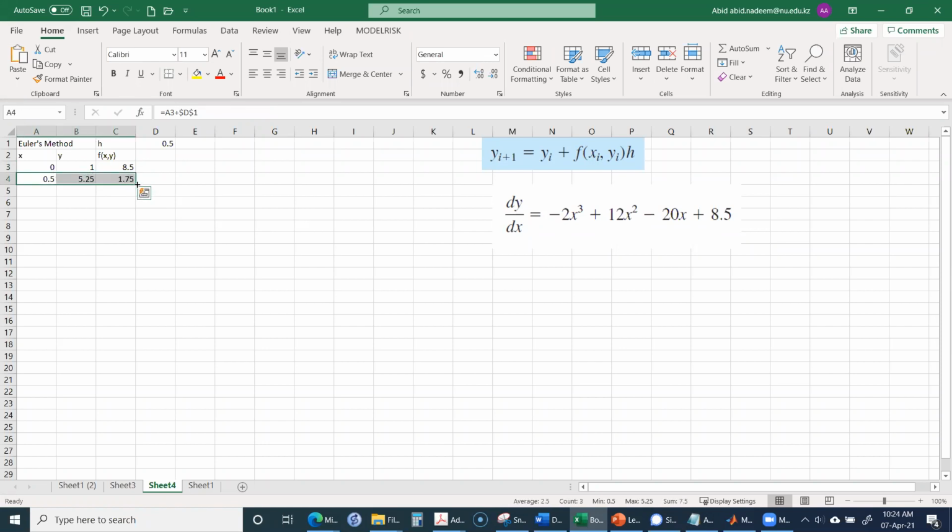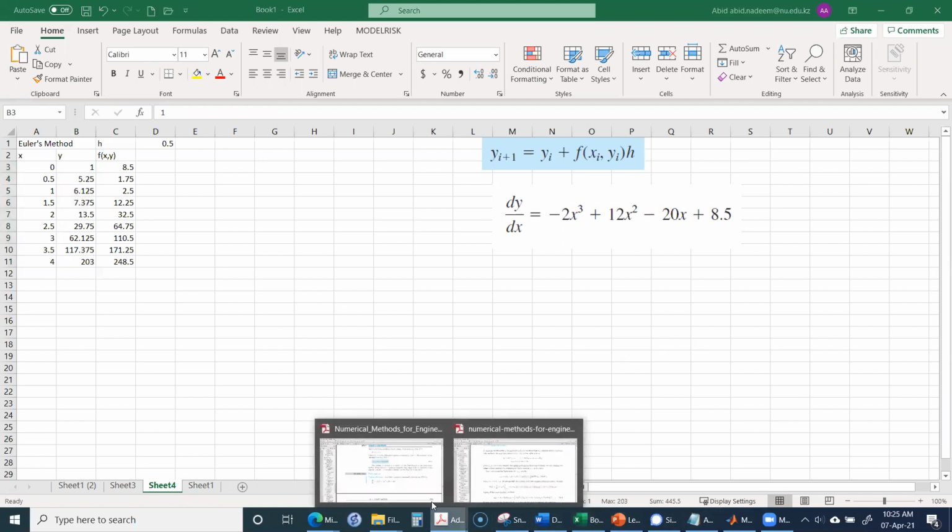I can just select it and then drag it down to add a few more values. Okay, so in this way I can very easily get these answers: 0, 0.5, 1.5, 2, 2.53, and then 203.